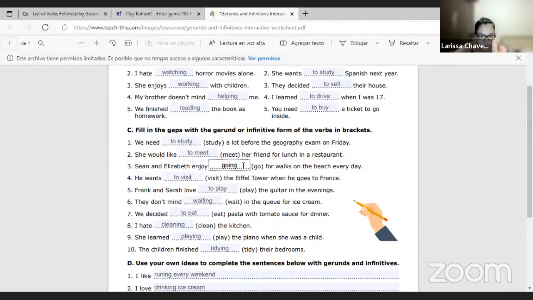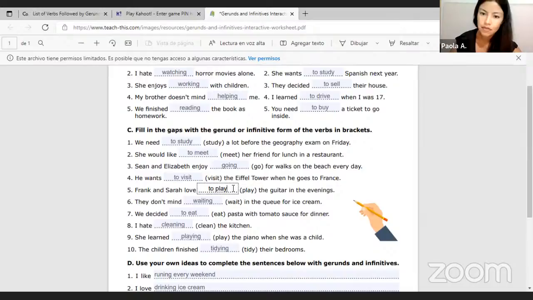Seeing and Elizabeth enjoy going for walks on the beach every day. Yes, that's correct. And after enjoy, we have gerund. Number 4. He wants to visit the Eiffel Tower when he goes to France. Correct. After wants, we have infinitive. Next. Frank and Sarah love to play the guitar in the evening.